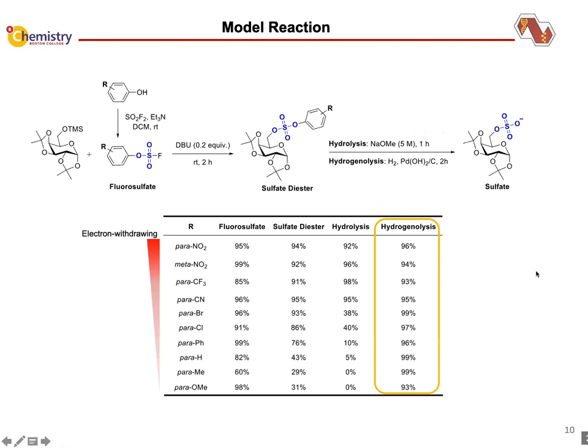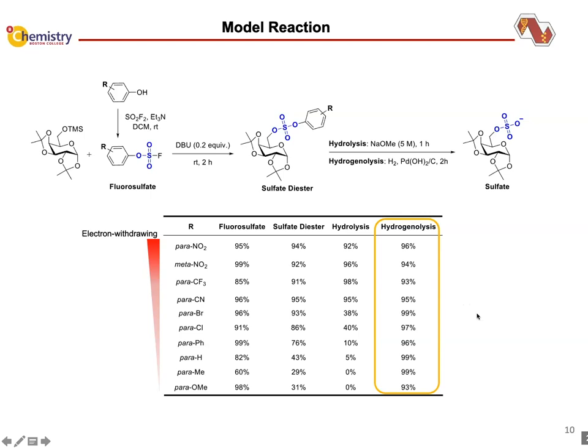Okay, but we're still troubled by the fact that when the R group is electron donating, we get very little hydrolysis. So we switched to a different method, using hydrogenolysis to do the deprotection. It turns out that regardless of the R group, the hydrogenolysis can afford the corresponding sulfate in high efficiency. And this reaction was really a pleasant surprise for us, and we wanted to study its mechanism, what happens.